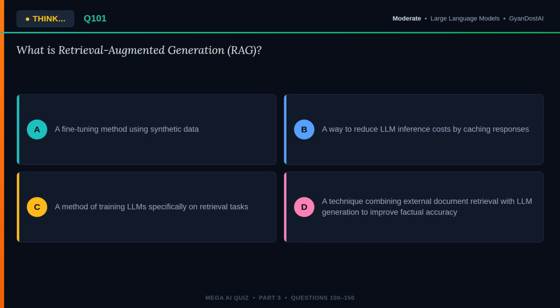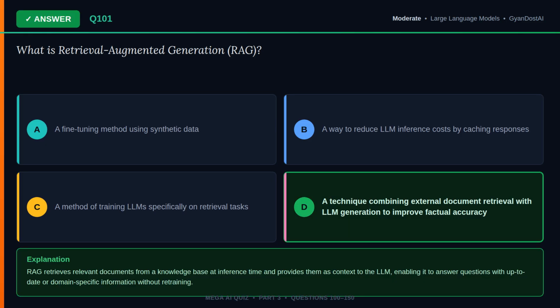Question 101. What is retrieval augmented generation (RAG)? Option A. A fine-tuning method using synthetic data. Option B. A way to reduce LLM inference costs by caching responses. Option C. A method of training LLMs specifically on retrieval tasks. Option D. A technique combining external document retrieval with LLM generation to improve factual accuracy. The correct answer is D.